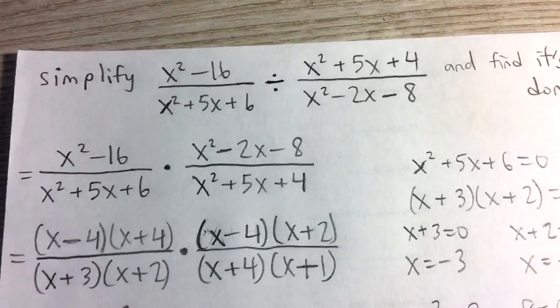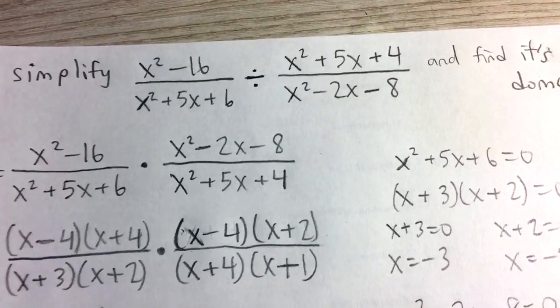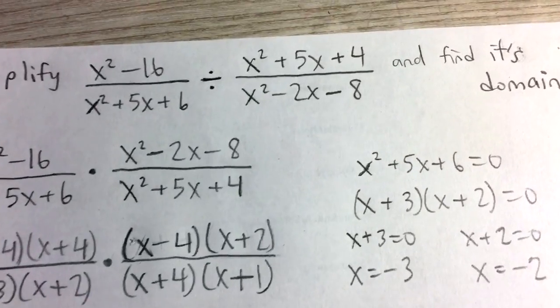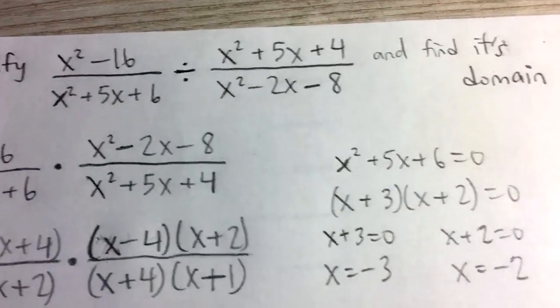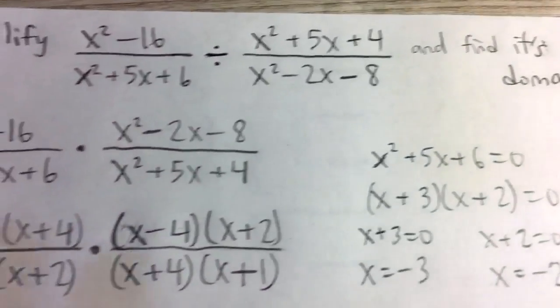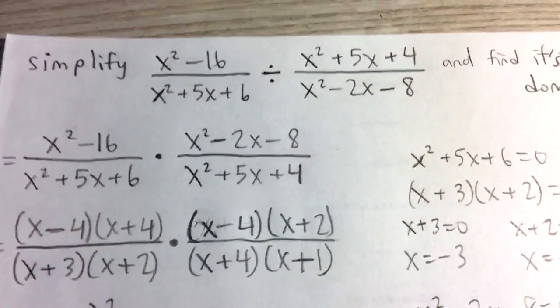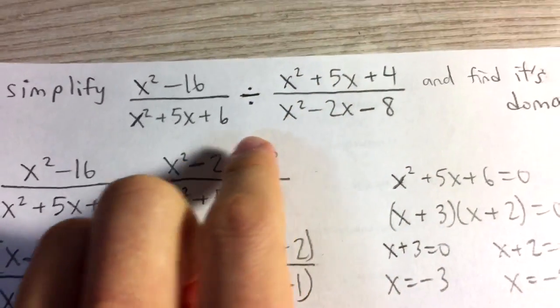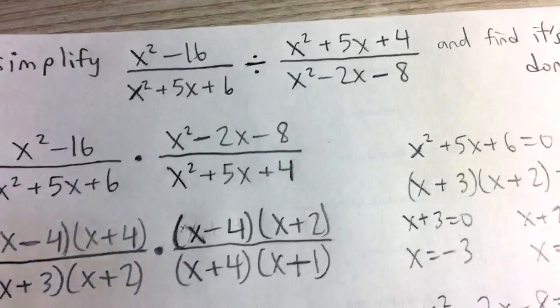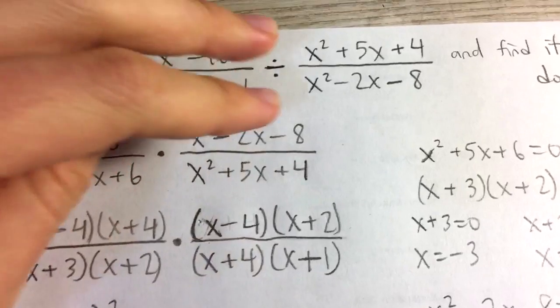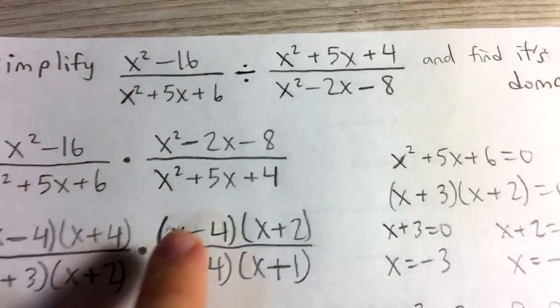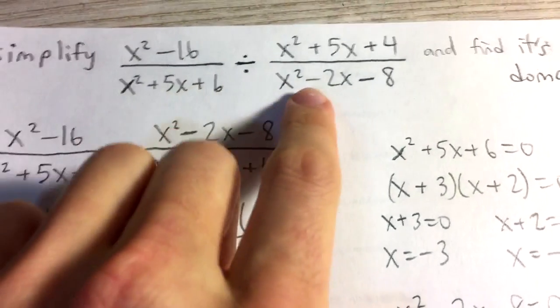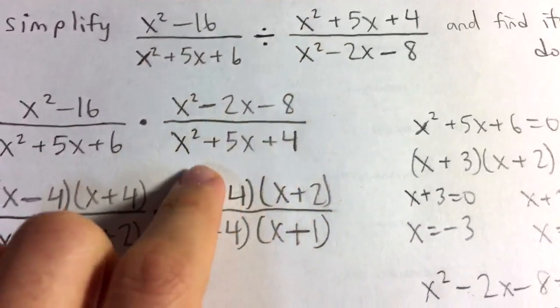Simplify (x squared minus 16) over (x squared plus 5x plus 6) divided by (x squared plus 5x plus 4) over (x squared minus 2x minus 8), and find the domain of this expression. So first off, when we have a fraction divided by another fraction, we multiply by its reciprocal. So let's flip this fraction and we'll get this, where the denominator goes to the top and the numerator comes down.